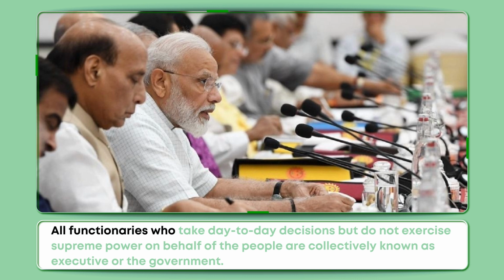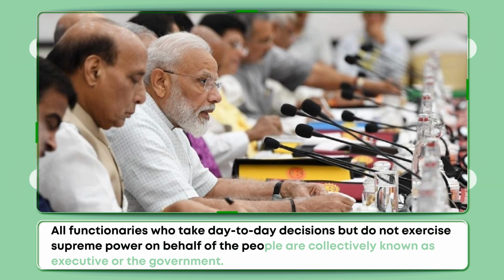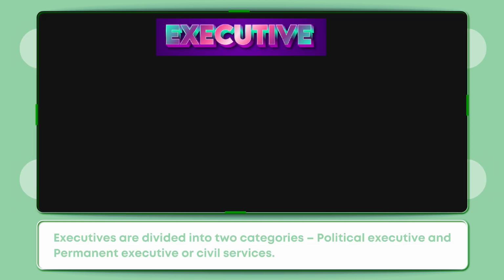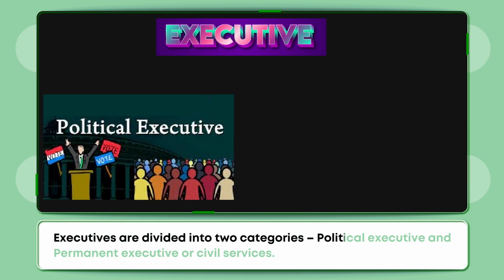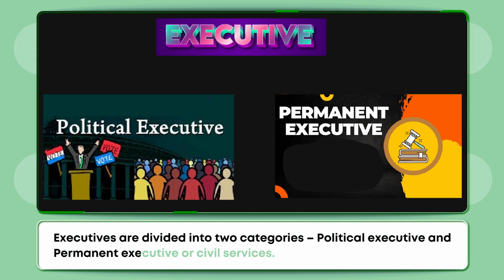All functionaries who take day-to-day decisions but do not exercise supreme power on behalf of the people are collectively known as the executive or the government. Executives are divided into two categories: political executive and permanent executive or civil services.